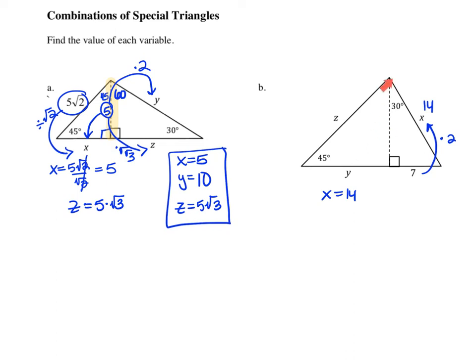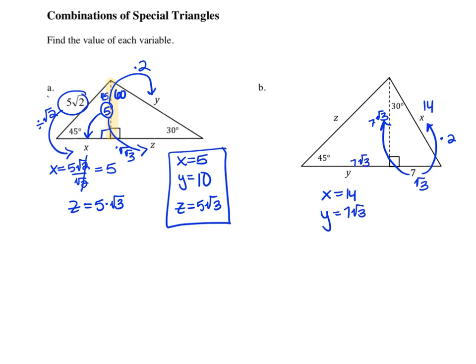So I still need to know this side, even though there's no variable there. I need to know this side, the medium side of the 30, 60, 90, because this y is going to be equal to that medium side because of the 45, 45, 90. So to get that side, you're going to multiply the 7 by root 3. So that means this side is 7 root 3, making y equal to 7 root 3, because they're the same.